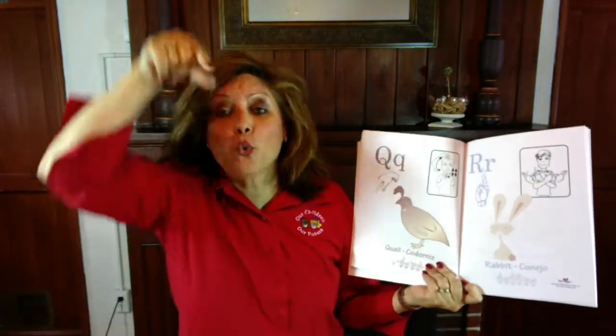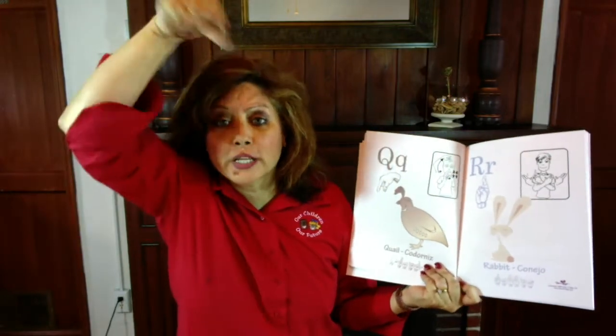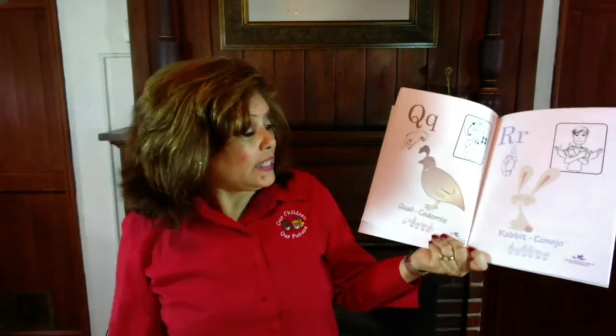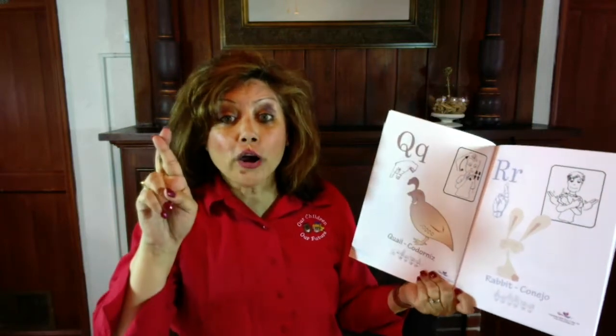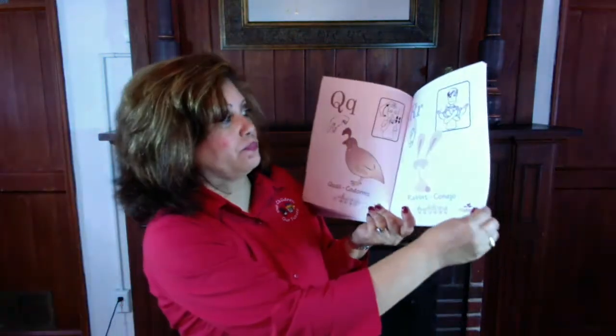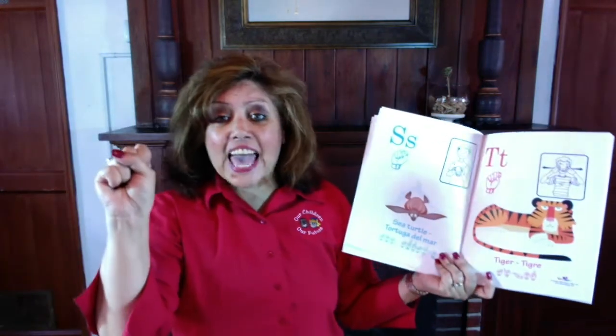Q for quail, a bird with a little Q up here. In Spanish is codorniz. R for rabbit, you could do rabbit this way or rabbit this way. In Spanish, conejo. S for sea turtle. Put your thumb in the hand on top of your reference hand, sea turtle. In Spanish, tortuga del mar.